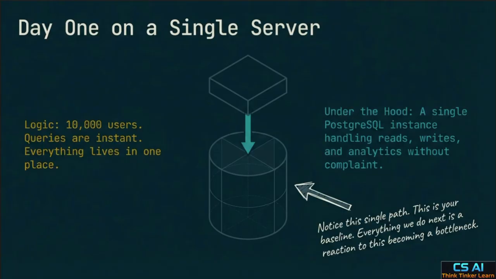Today, we are starting at ground zero, day one on a single server. You've got 10,000 users, your PostgreSQL instance is cruising, and life is good. It's awesome. But notice that single path. That's your baseline. Everything we discuss from here on out is a reaction to that simple path becoming a bottleneck.